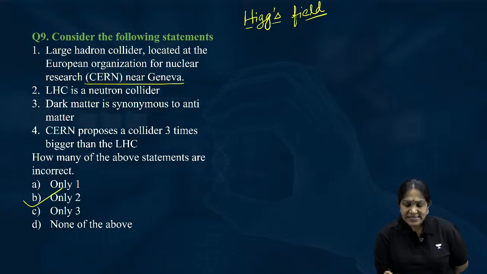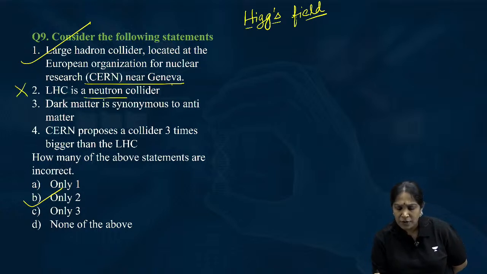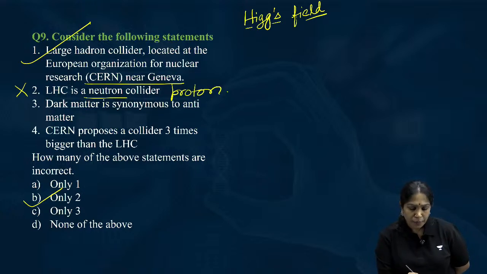Correct. LHC is a neutron collider. Wrong. It is a proton collider. Dark matter is synonymous to antimatter. No, both are different. Okay.